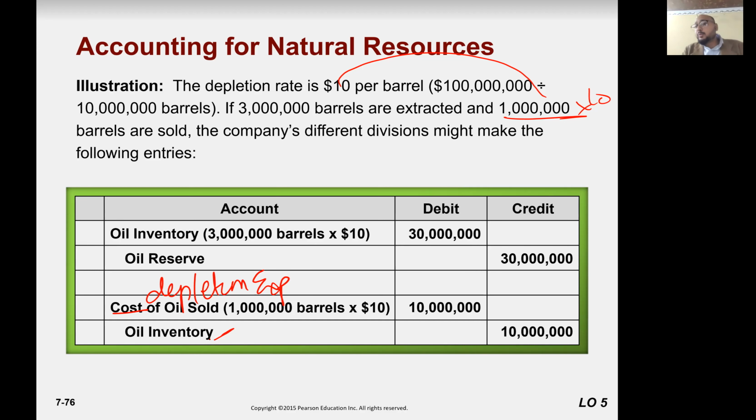All right. So when you make a T account, inventory increases by 30 million, inventory decreases by 10 million. So balance is going to be, of course, 20 million. All right. Remember, depletion is only recorded for sold, not for remaining. Remaining is going to be included in inventory. All right.